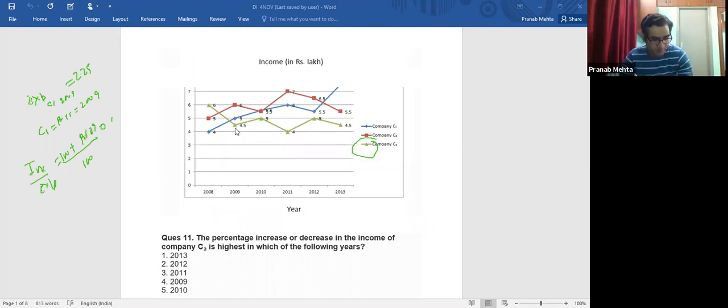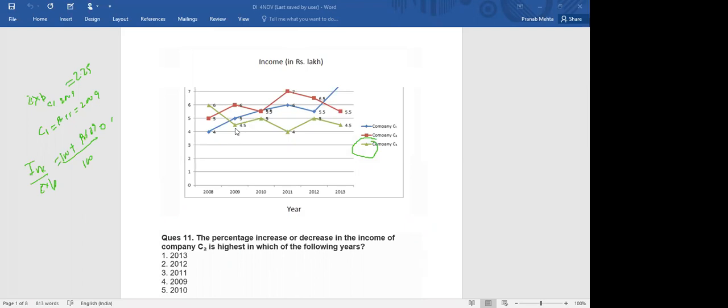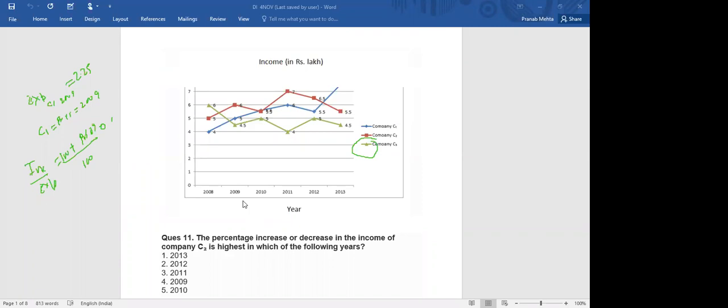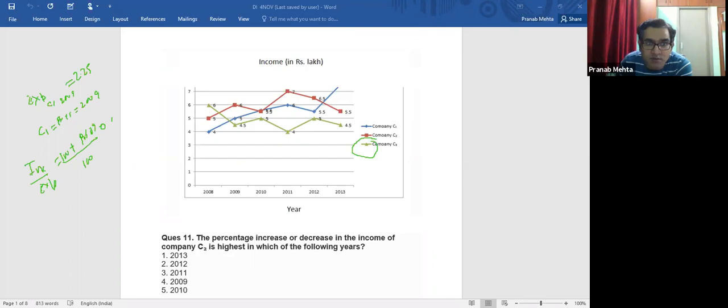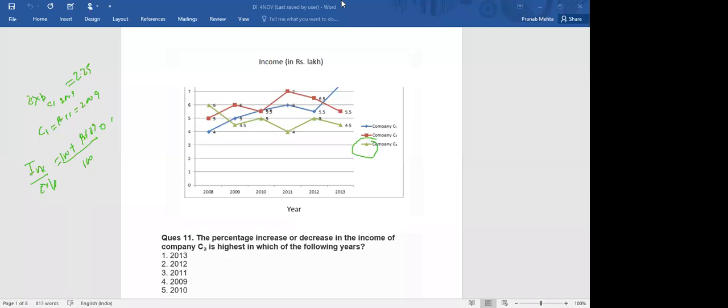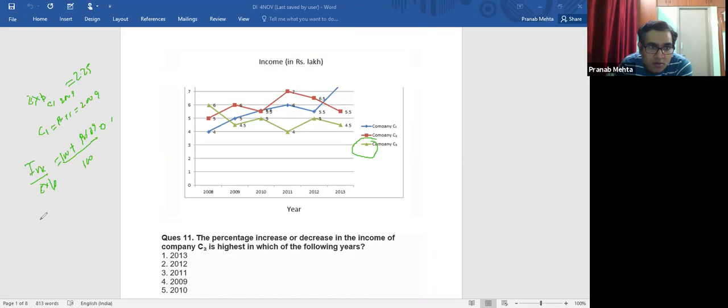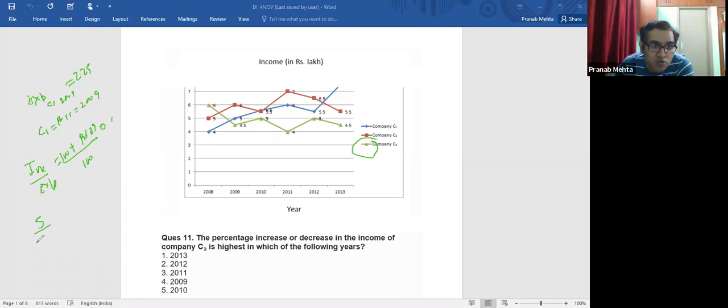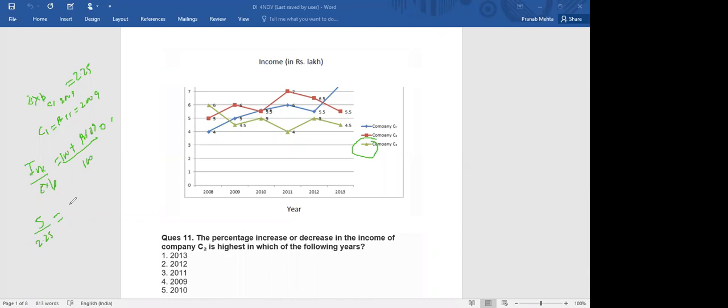C1 is the blue line, and we are talking about 2009. Am I right? 2009. So 5 lakhs. So income is 5 lakhs. Expense is already given to us in the question. So 5 by 2.25 is equivalent to 100 plus profit percent.